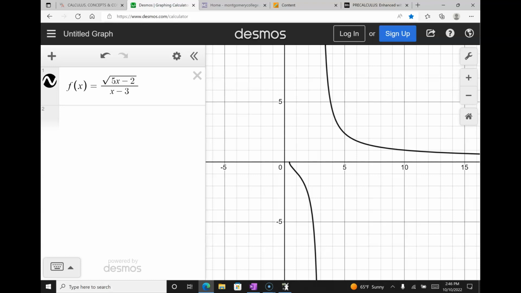Does this thing help me with domain? Do I see that 10 is in the domain? Right? It's confident there. Do I see that 0 is not in the domain? Right? So Desmos is going to really be a nice little safety net for us. Oh, time's up. Who's got it?